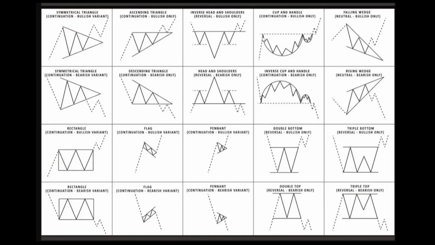And next we have the cup and handle pattern, which is a bullish continuation pattern. As you can see, the price moves up here, makes this big cup, pulls back, makes a handle, breaks above that neckline, and then gets its continuation to the upside.